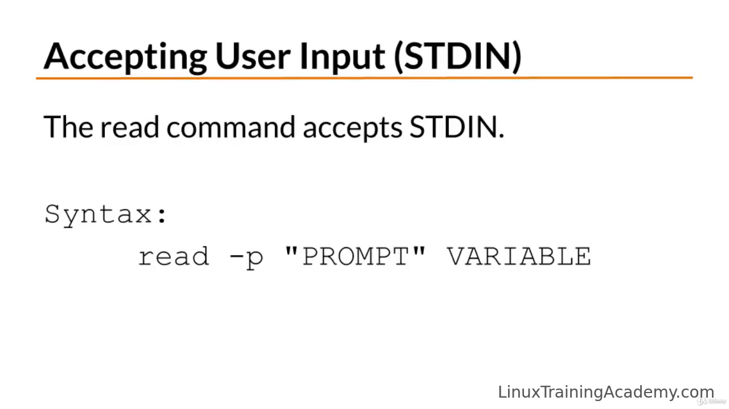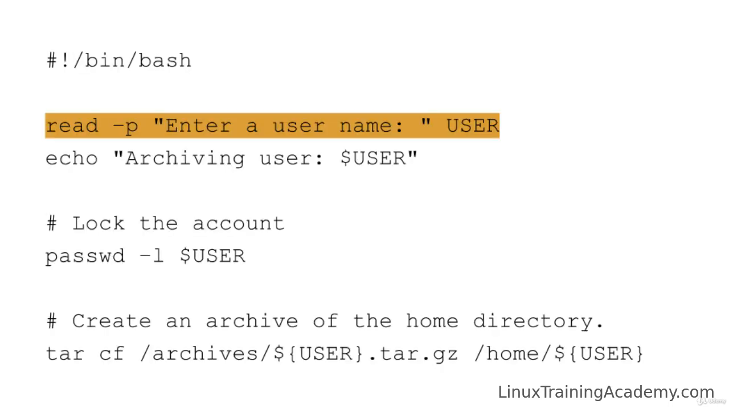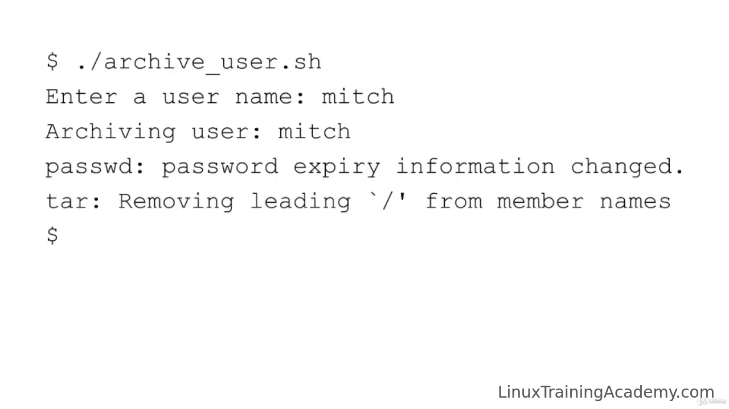If you want to accept standard input, use the read command. Remember that standard input typically comes from a person typing at the keyboard, but it can also come from other sources like the output of a command in a command pipeline. The format for the read command is read -p, a prompt to display, and a variable name. This version of the archive user script asks for the user account. In this example, I ran the script and typed in the username Mitch.